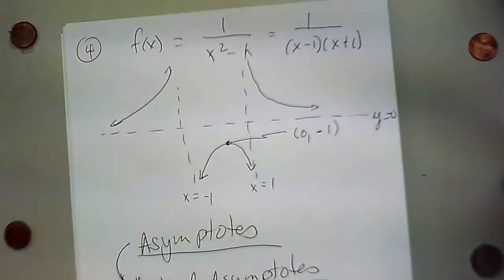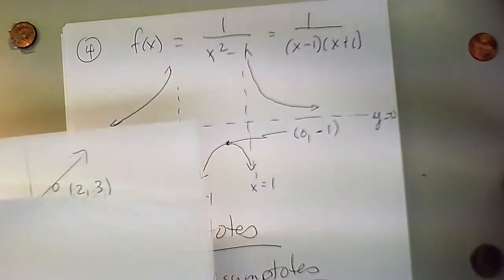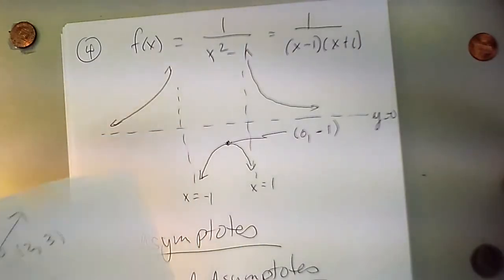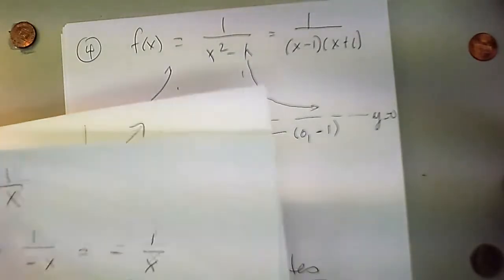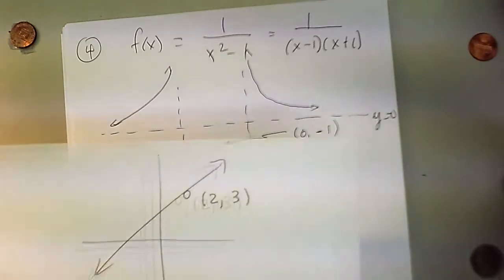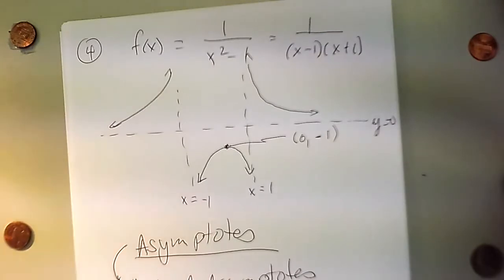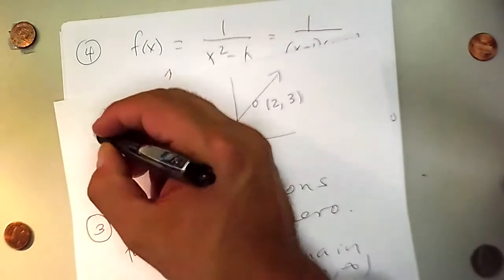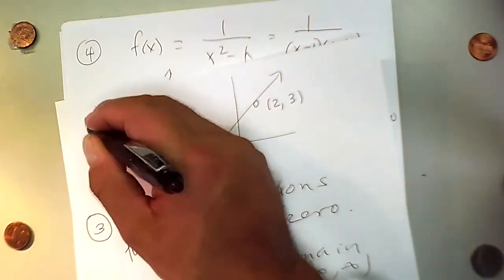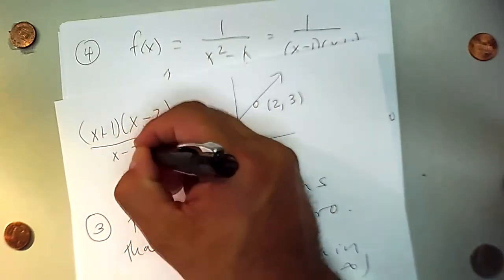Now, going back to example 2, where's example 2? The one with a hole in it. I guess I'm missing a page somewhere. Anyway, let me write it here. Example 2, it had x plus 1 times x minus 2 over x minus 2.